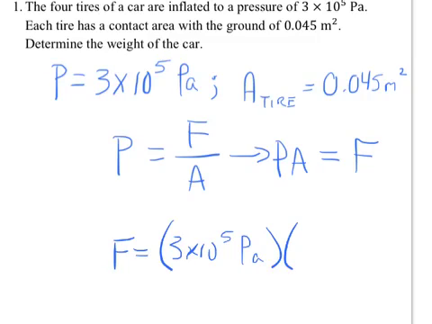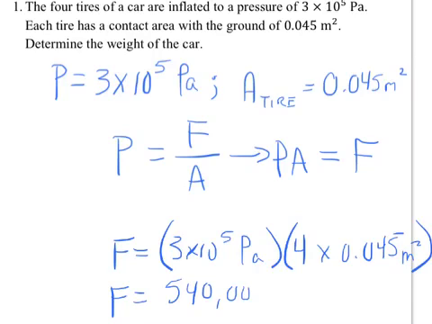How many tires do we have, people? 4. Thank you. That's our next one on the car. How many do we have contacting the ground, people? 4. There you go. Okay, you're going to get a force or a weight of the car. It turns out to be 540,000.